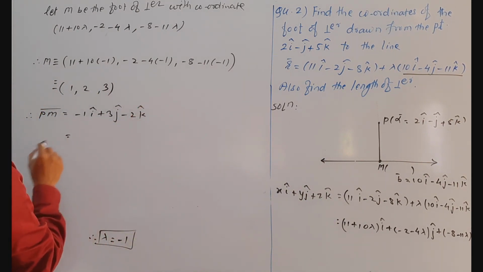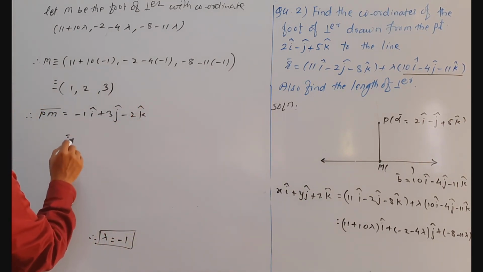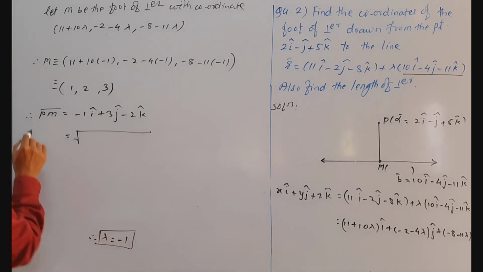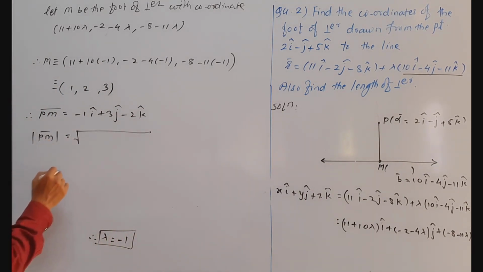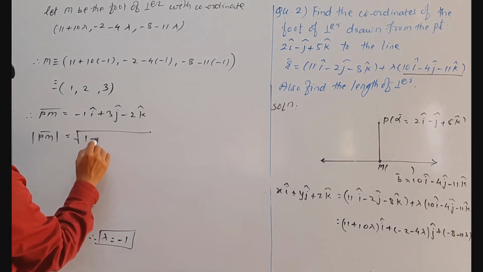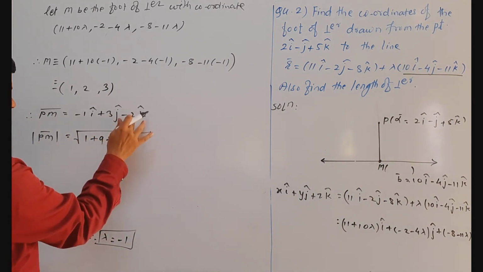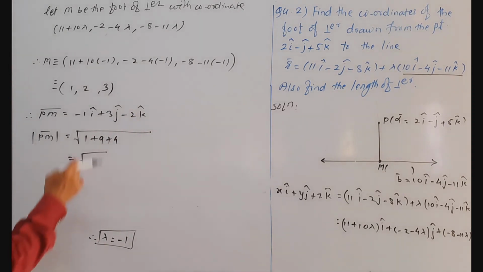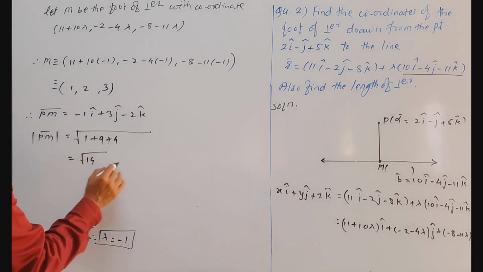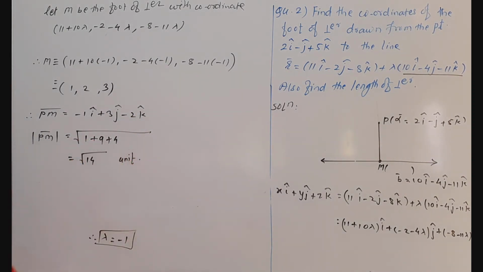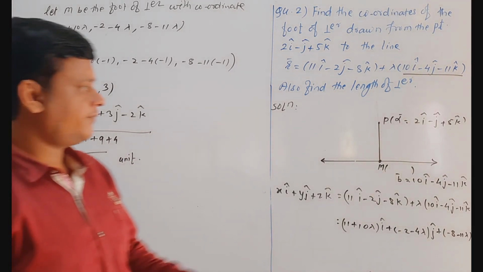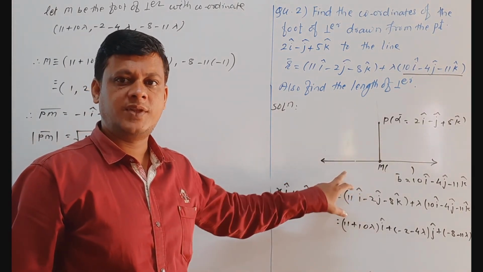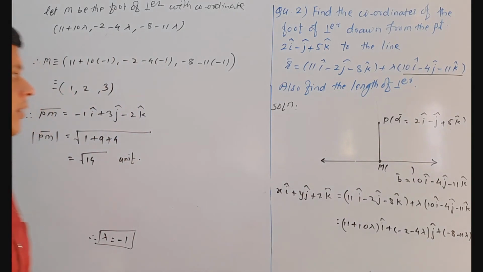So we calculate its magnitude, which will be the length. The magnitude of PM equals the square root of minus 1 squared, which is 1, plus 3 squared, which is 9, plus minus 2 squared, which is 4, that is the square root of 14 units. This is the distance of point P from this line, that is, the perpendicular distance of a point to the line.